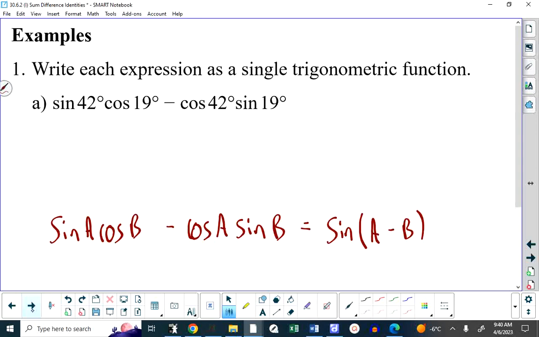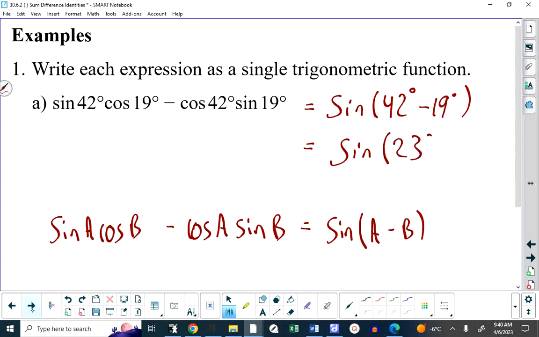Well, then that just means that this is equal to sine of 42 degrees minus 19 degrees. So our answer is sine of, help me out here, 23? Thank you, 23 degrees. And we're not going to do this, but if you were to use your calculator and find sine of 23 degrees, it would be some weird decimal. I don't know what it is. Doesn't matter. 0.2, 0.3, whatever. You can work it out. If you were to take sine of 42 times cos of 19 minus cos of 42 times sine of 19, you would get the same result.